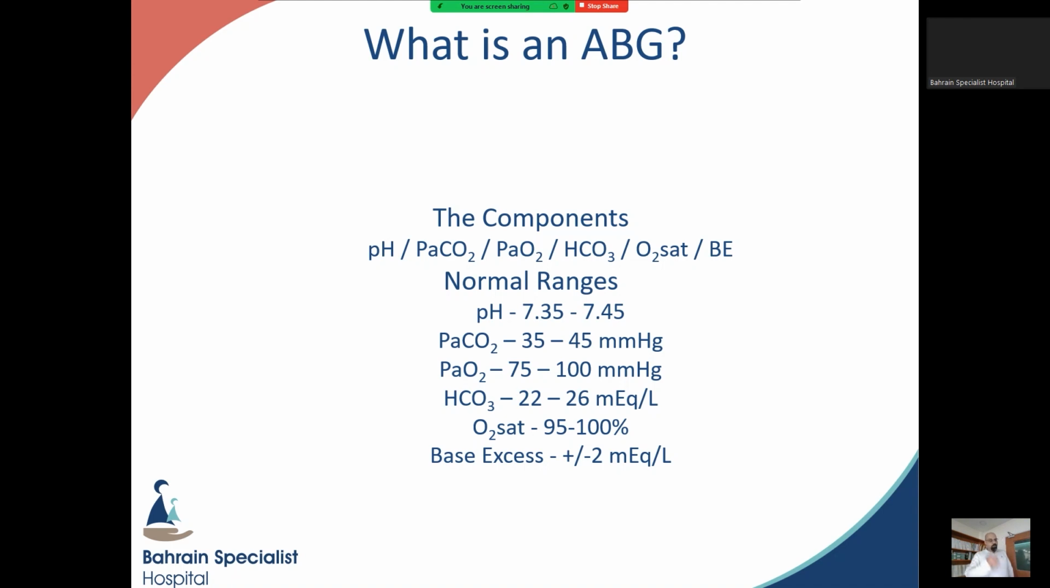The normal ranges, which we'll use later: the pH will be 7.35 to 7.45. Anything below 7.35 will be acidic, and anything above 7.45 will be alkali. The PaCO2, the partial pressure of carbon dioxide, is 35 to 45 millimeters of mercury. PaO2, 75 to 100. HCO3, 22 to 26. O2 saturation, 95 to 100%. Base excess, plus or minus 2 milliequivalent.